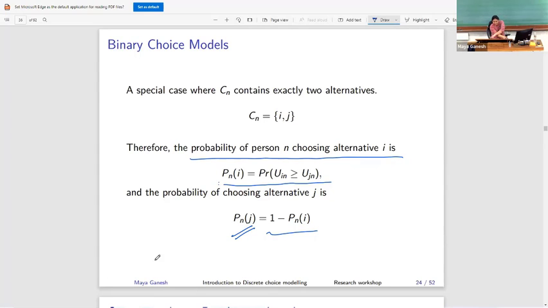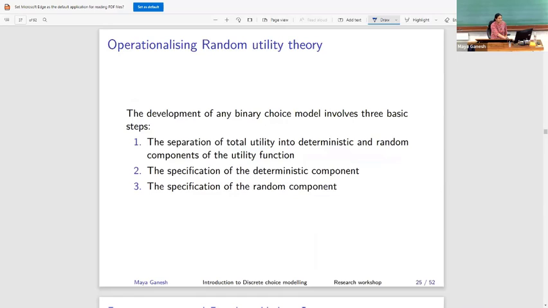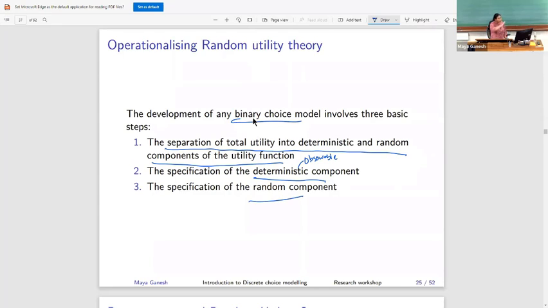Okay, so what did we do? We said that we were able to partition that. We begin by partitioning it into 3 steps. One is the separation of the total utility into deterministic and random components, which we just now saw. Now, what is the next challenge in front of us? We have to specify that deterministic component, or the observable component, or the systematic component. And we have to specify the random component, or the disturbance or the error. If we do that, then I think we are sorted. We'll be confident about what to do next.